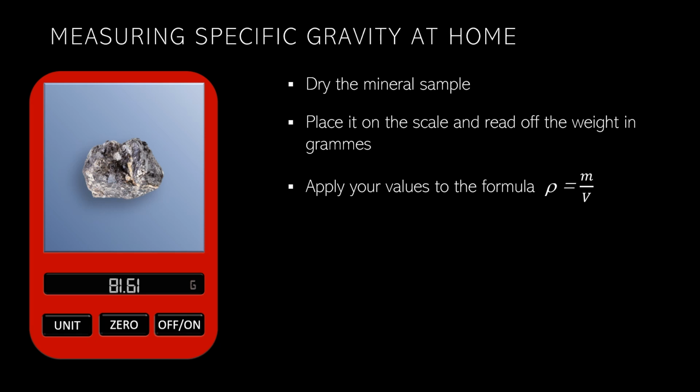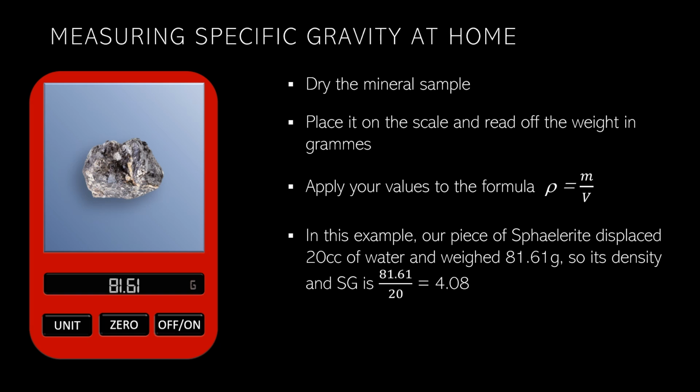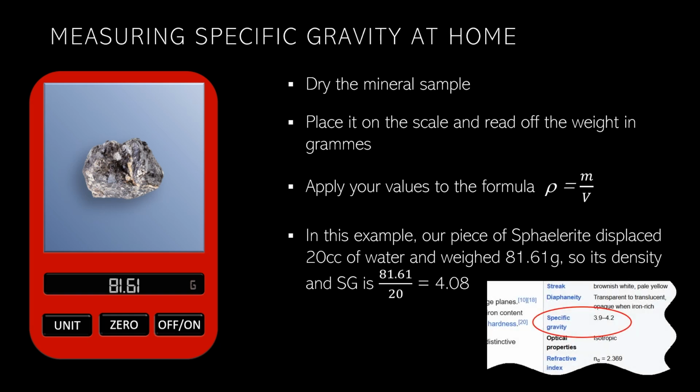Density equals mass divided by volume. Our piece of sphalerite displaced 20 cubic centimeters of water and weighed 81.61 grams, so its density and specific gravity is 81.61 divided by 20, which equals 4.08. This checks out with Wikipedia, which gives a specific gravity range of 3.9 to 4.2.